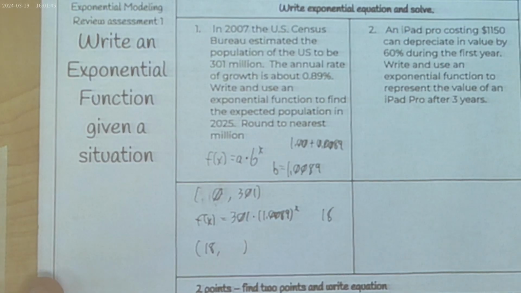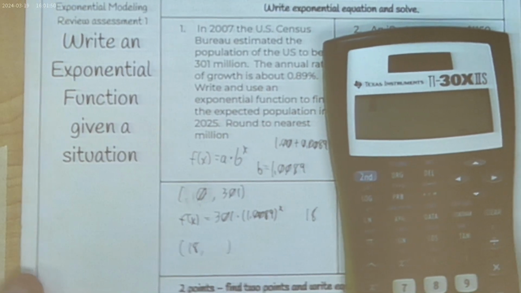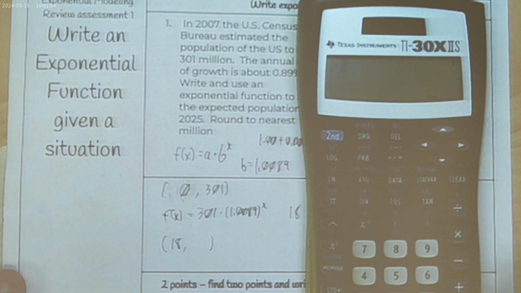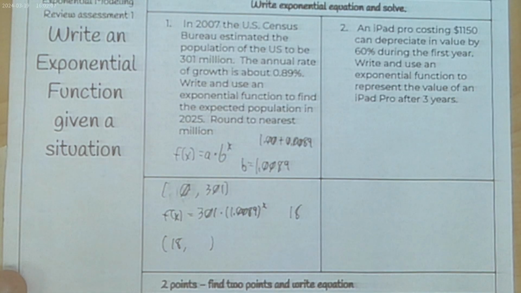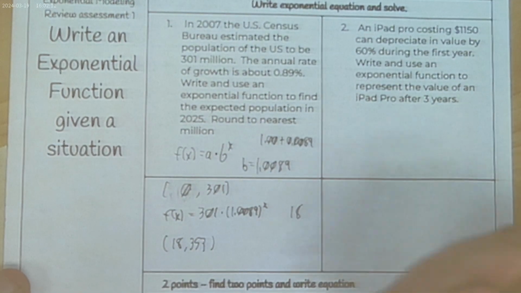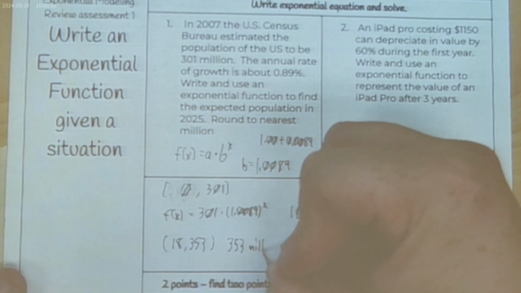So the only way to do that is with our calculators. We're going to be doing some exponential modeling here. So let's go with 301. Make sure I clear. 301 times 1.0089, up arrow 18. See what this looks like. 353. All right. So that will give us our final answer, 353 million.